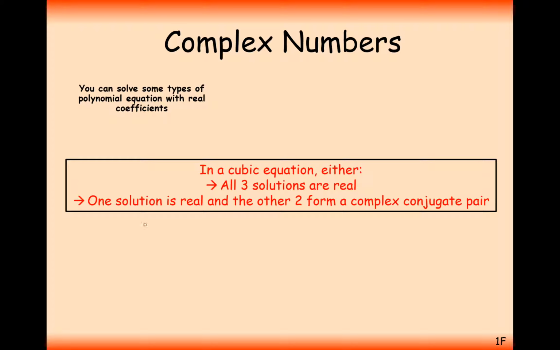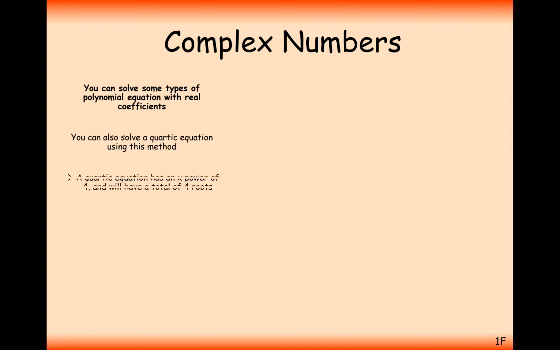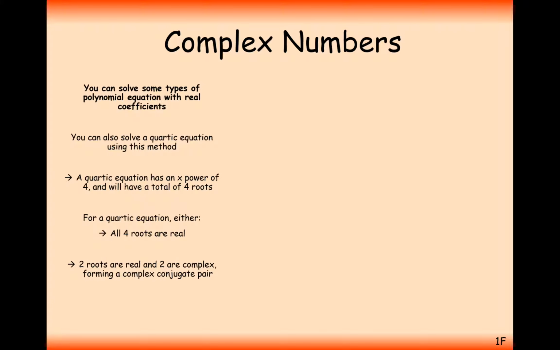Okay, now here we're going to increase the level of difficulty a little bit more. We're going to work with a quartic equation. So we're going to have 4 roots in total. Either in a quartic equation all 4 roots are real, or you may have 2 real roots and 1 pair of complex conjugate roots, or in fact you could also have 2 pairs of complex conjugate roots making 4 roots in total, but you will always have 4 roots basically.